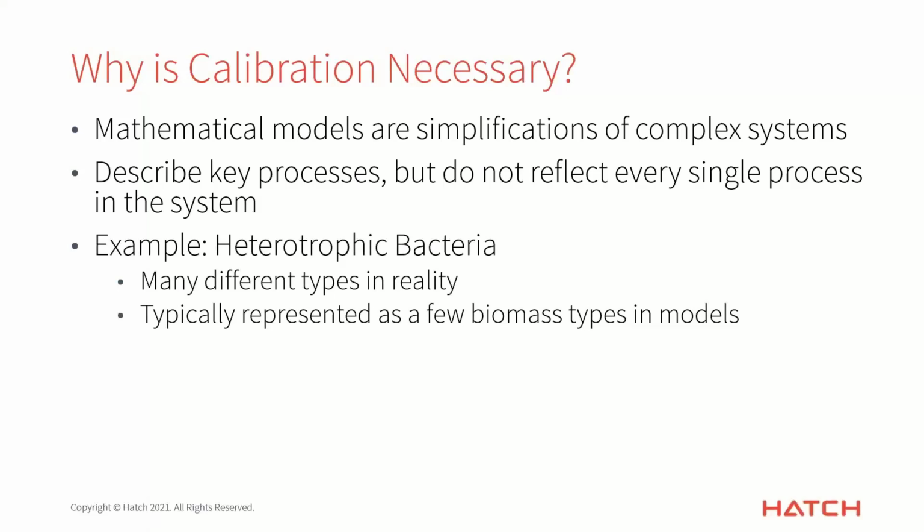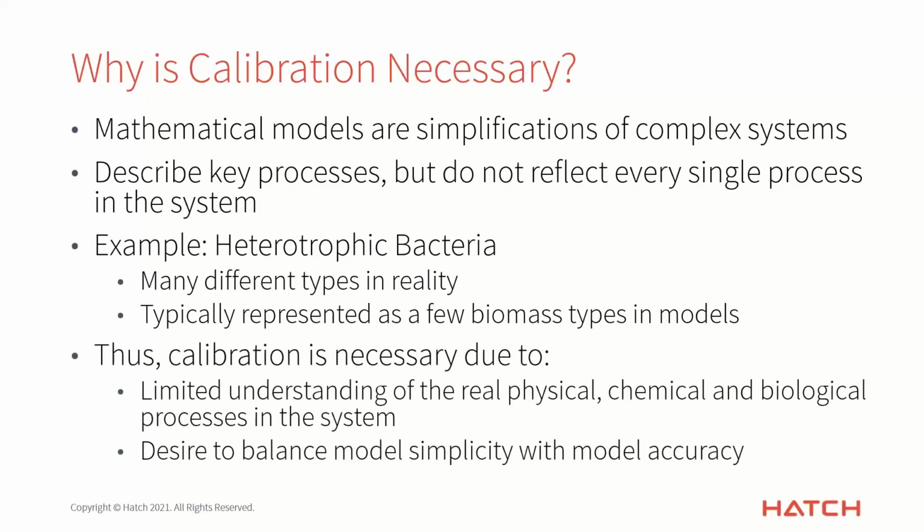Just as an example, in wastewater treatment systems, there's heterotrophic bacteria. In reality, there are many, many different types of heterotrophic bacteria. We probably don't even know all the different types out there, but we typically just represent them as a few different biomass types in models. Thus, calibration is necessary due to our limited understanding of the real physical, chemical, and biological processes in the system, and also our desire to balance model simplicity with model accuracy, because we could easily add 10 different types of heterotrophs to our Mantis 2 model, for example, but I would argue that wouldn't make the model any more useful. It would just make it a lot more confusing and more difficult to calibrate.